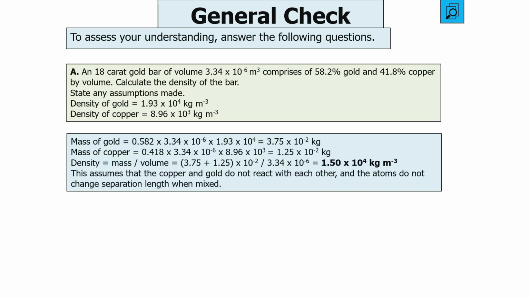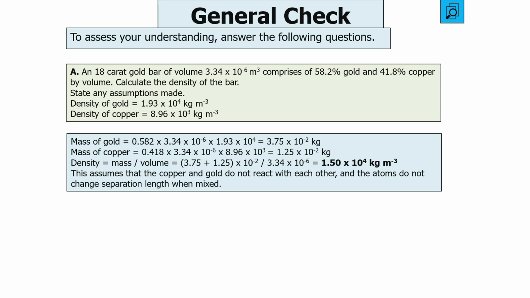The mass of the gold is going to be density times volume, so it's 0.582, the fraction of the volume that is gold, times 3.34 times 10 to the minus 6, times 1.93 times 10 to the 4, which is 3.75 times 10 to the minus 2 kilograms. The mass of copper, by the same logic, is 0.418 times 3.34 times 10 to the minus 6, times 8.96 times 10 to the 3, which is 1.25 times 10 to the minus 2 kilograms.